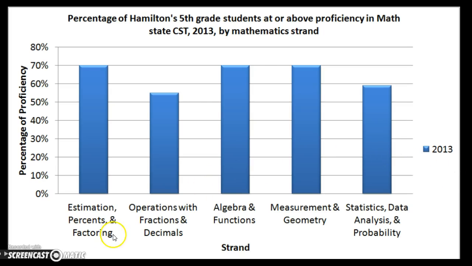So this graph here shows us their performance in all the domains or the strands, and we see that they performed at 70% proficiency in 3 areas: estimation, percents, and factoring; algebra and functions; measurements and geometry. And the lowest area in which they performed is operations with fractions and decimals.